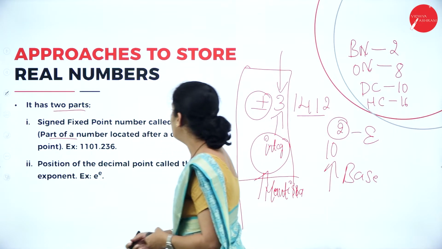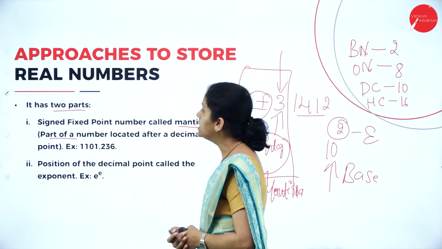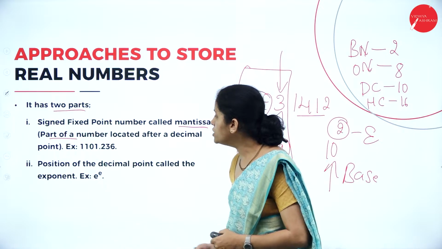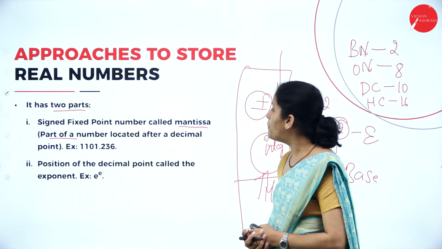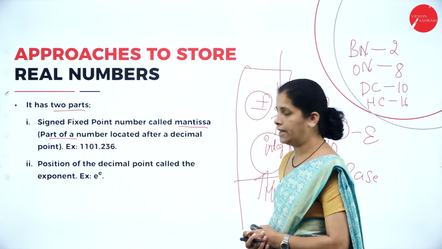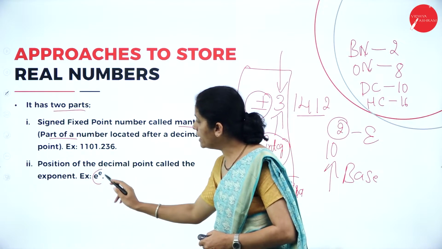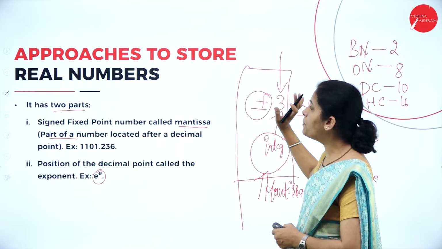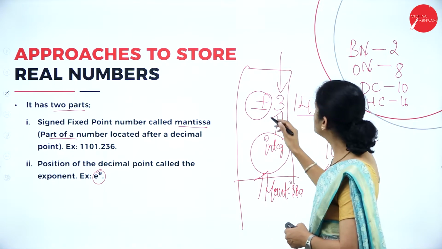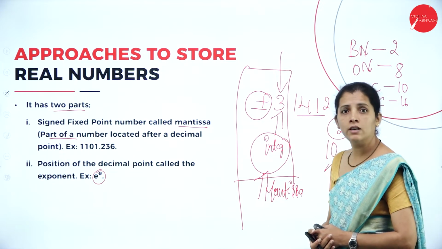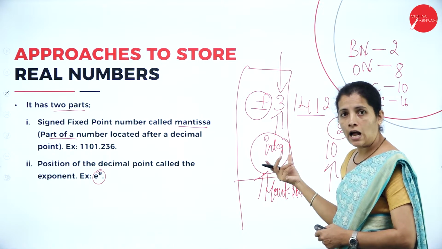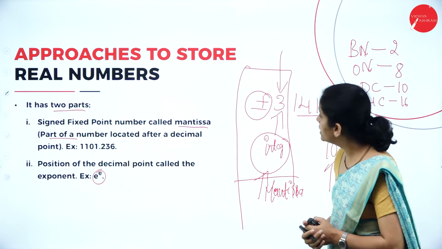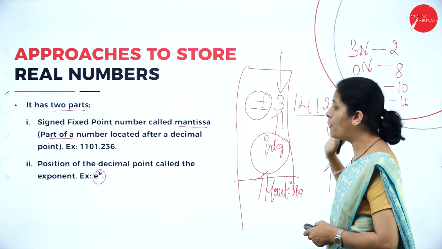Part of a number located after the decimal point. Okay, now the position of the decimal point is called the exponent, so e to the power e. So what is the mantissa? It's nothing but the signed fixed point number, that is called the mantissa, and whatever digit I'm going to get after my decimal point, that is nothing but the exponent.